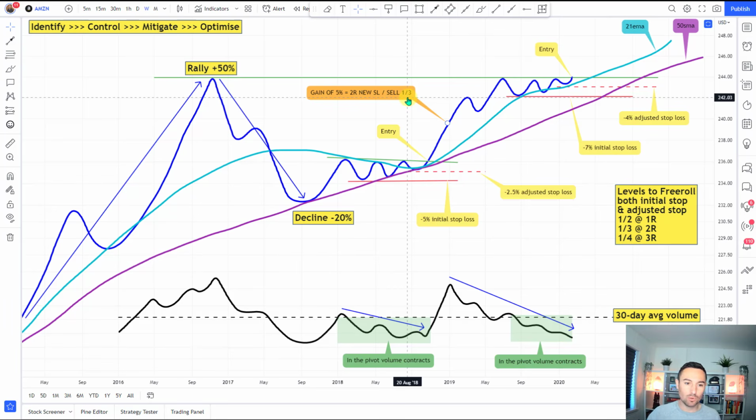Now this is the point you'll hear Minervini talk about in the books, using your profits from previous entries to finance your future risk. So if a higher pivot sets up, we should then have profits on the trade that we can use to finance the risk on the future entry.